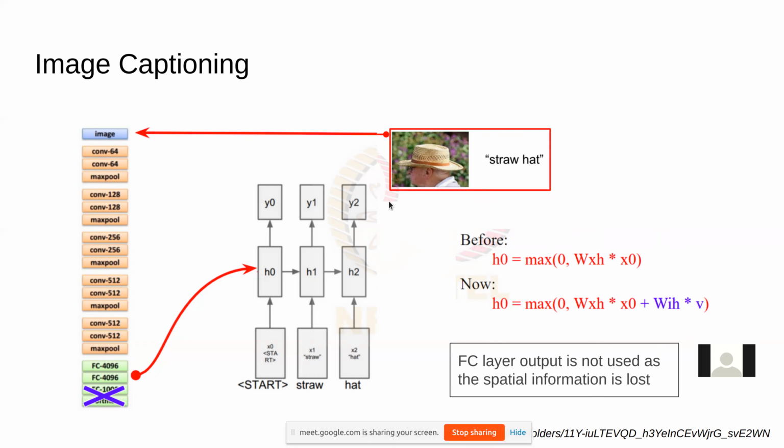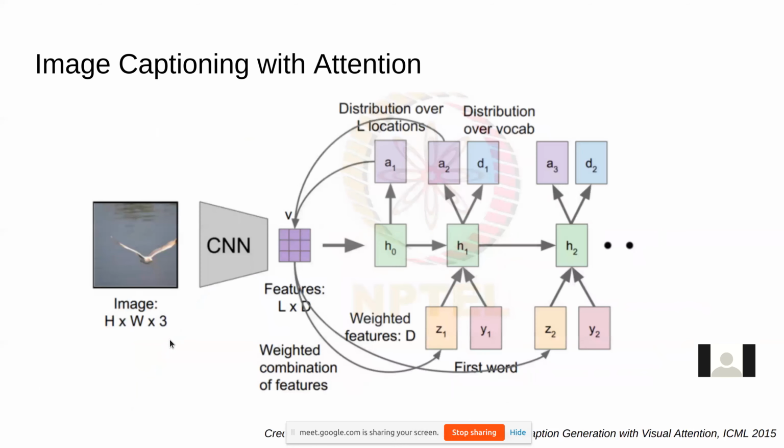Now, in case you want to have some kind of attention here, and you want to localize and pay more attention to each and every part of the image which is important to this word straw or hat, then in that case we will not be using the FC layer output. The output will be coming from the convolutional layer because it will have the spatial information which will be important. Now talking about image captioning with attention.